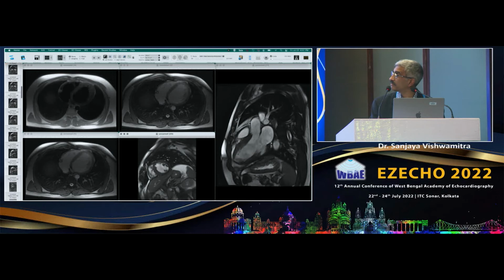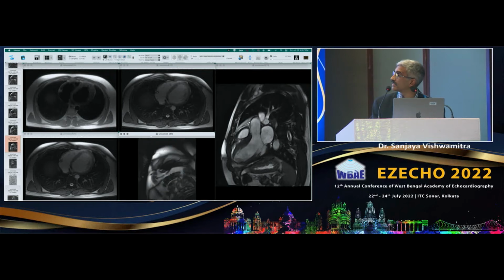Rajesh, can you tell me whether I'm somewhere close to the delayed enhancement views? Which one? This one? What's this? No, one above that?